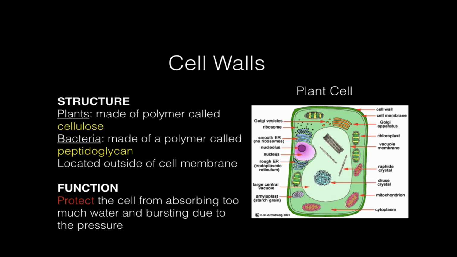There are also cell walls in bacterial cells. But bacterial cells have their cell walls built out of a different material. It's called peptidoglycan. And in each case, for plant cell walls and bacterial cell walls, the cell wall is outside of the cell membrane. So it's the outermost layer that's in contact with the environment.